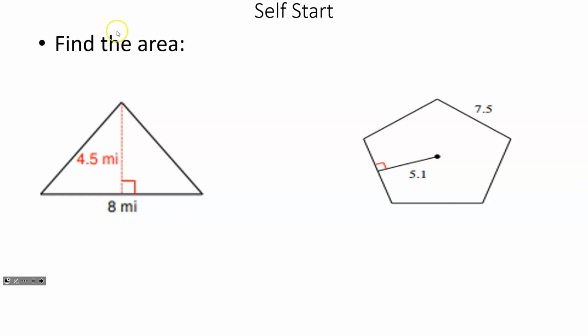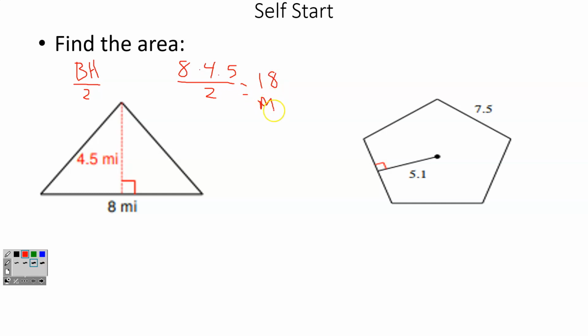Here we go. First thing, find the area. So for a triangle, it is base times height divided by 2. My base is going to be 8. My height is 4.5. I need to remember to divide that by 2. So I'm going to type it in my calculator: 8 times 4.5 divided by 2. It's going to give me an answer of 18.